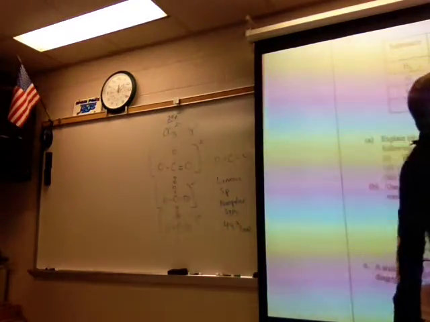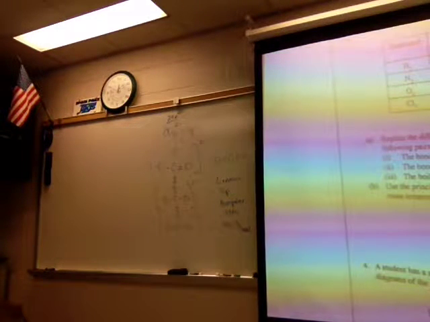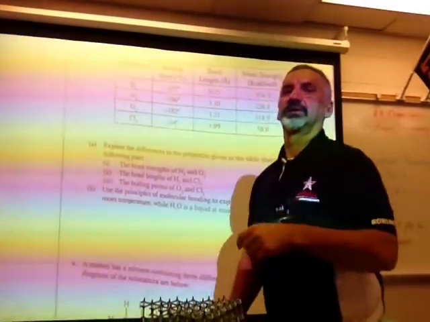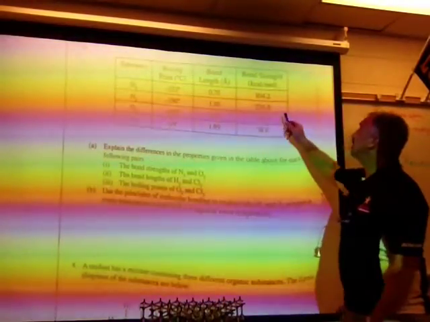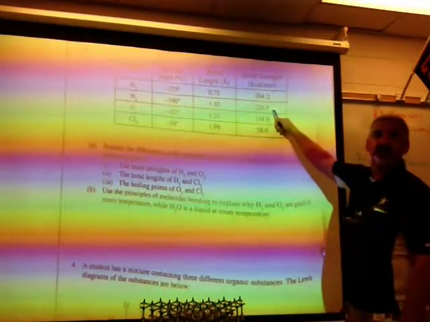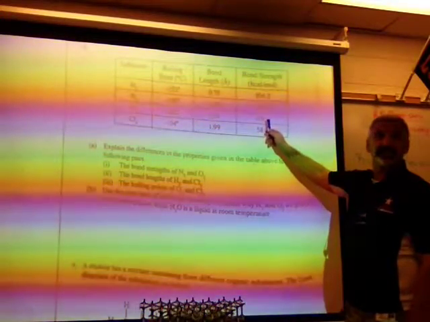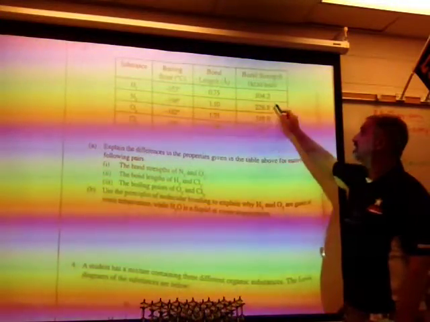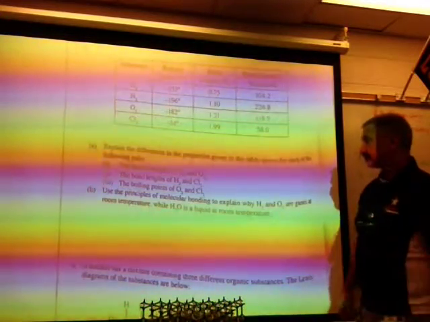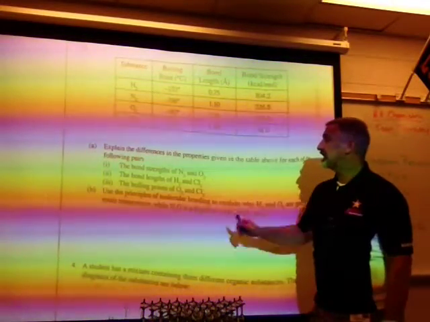Bond length. Okay? Why would chlorine have the longest bond length? It's just the biggest one. And then here, the bond strength. Okay? Why is nitrogen going to have the strongest bond strength? Triple bonds. What does oxygen have? Double bonds. Halogens and oxygen have single bonds. Okay? Now, the bond strength of nitrogen to oxygen, triple bond versus double bond.